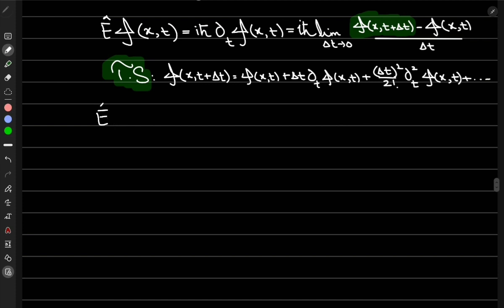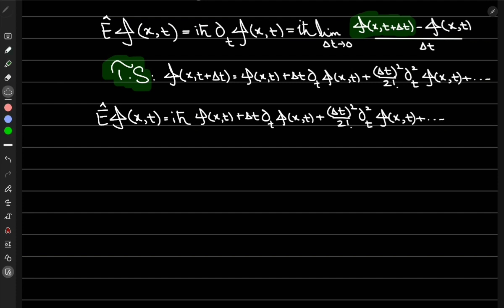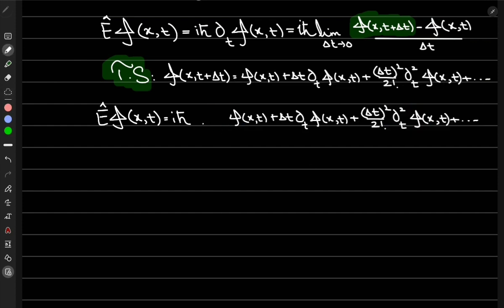We'll get E hat on psi of x comma t is equal to, okay, so this would be something lengthy, iota h bar, and then, okay, so I'm just going to do this one trick. Let's just take this thing, copy, paste. Right, so we would have this thing, and by the way, I should leave some space over here since this thing is after that limit, right? So you're applying the limit, delta t goes to 0 on this thing minus this psi of x comma t divided by delta t.